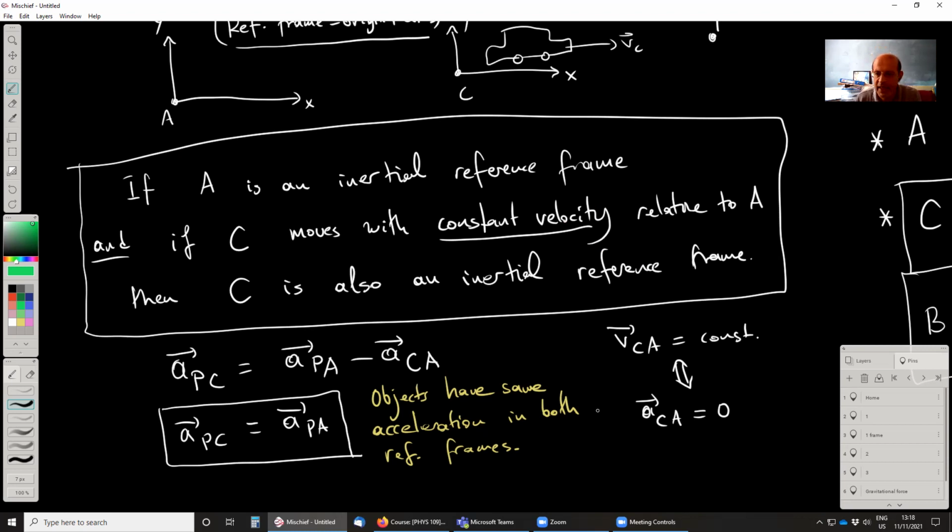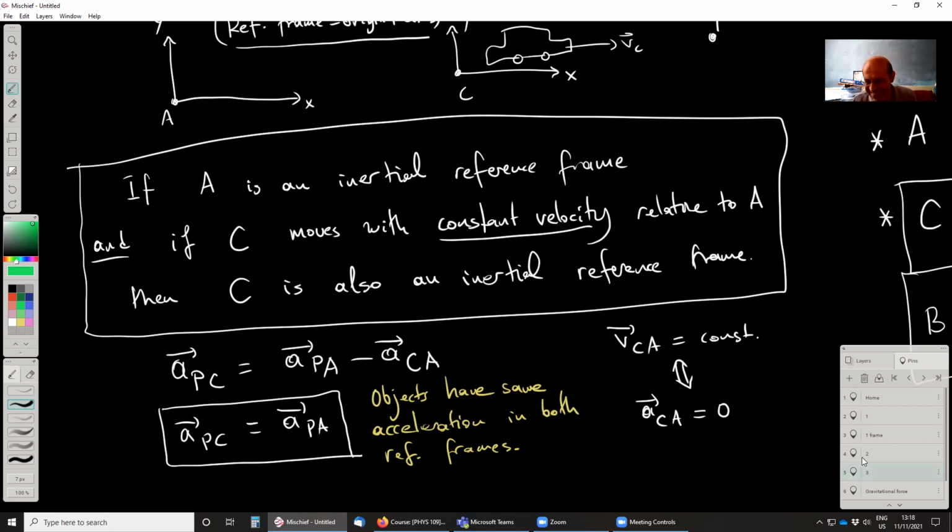Somebody has said, well, the relative acceleration is 0 if both of them are in free fall, for example. That is a nice example. Both are accelerated reference frames, but the relative acceleration is 0. But since they are not inertial, none of them is an inertial reference frame. Both of them are accelerated reference frames.